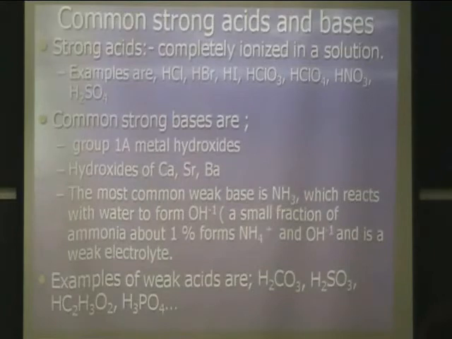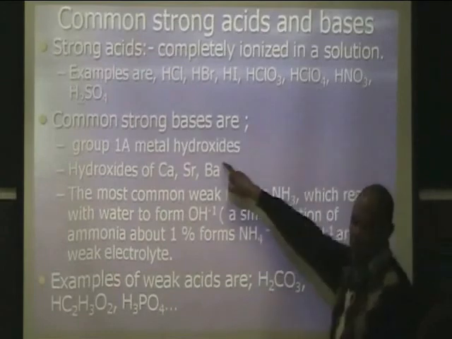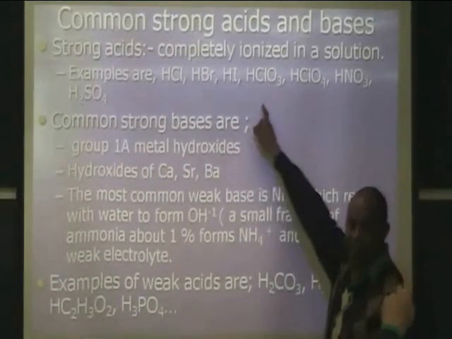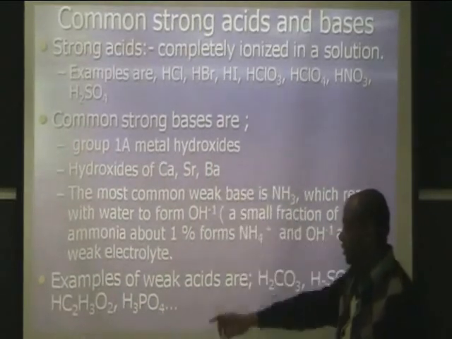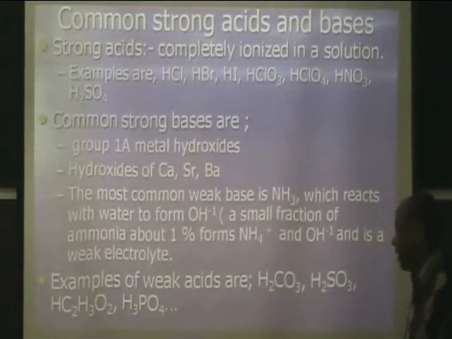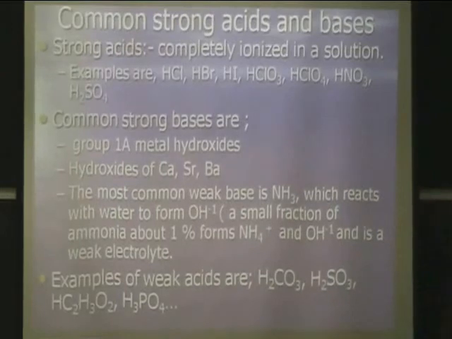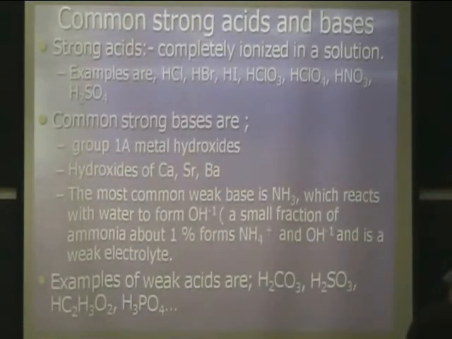None of these are ionic. Yes, they are. That's not it. Now, your question is here or here? On the top, on the top of the bottom. Well, they are not ionic. No, this one, the bottom one. Weak acids, yes, they are not ionic. Yes. State of hydrogen. Yes.